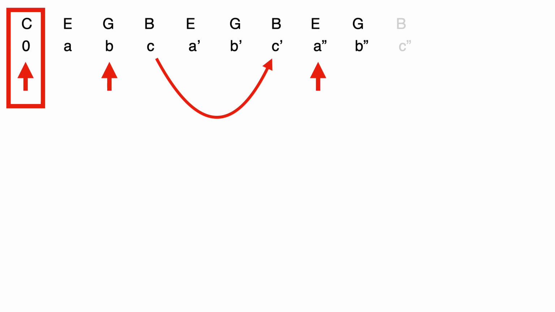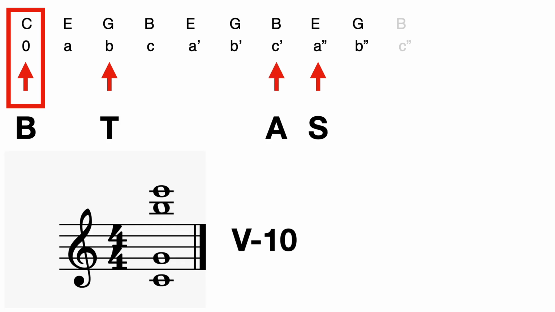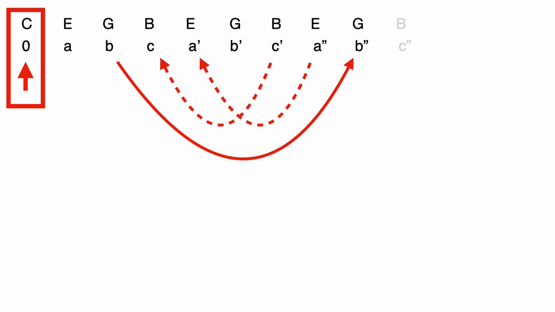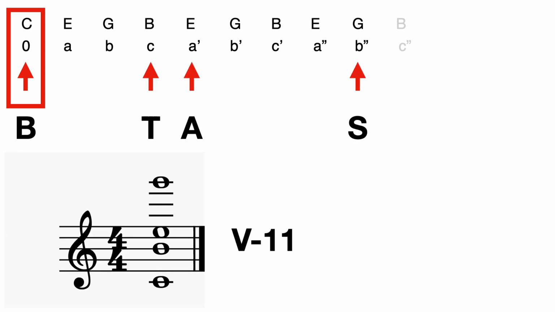If we move the B up an octave, now we have a very close soprano and alto, and we have a fairly close bass and tenor, but this is V-10, or the 10th voicing. If we move the G up an octave and then move B and E down an octave, now we have voicing 11, or V-11. And you can see the tenor and the alto are very close and kind of isolated on an island away from the bass and the soprano.